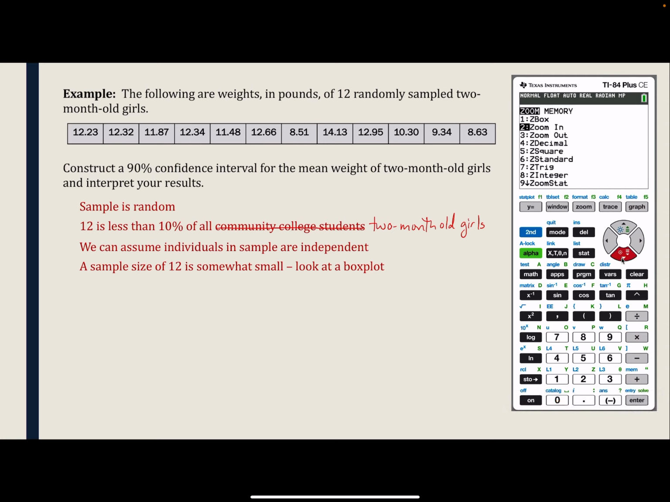So we go down to the zoom stat to look at the box plot. There's not any outliers.